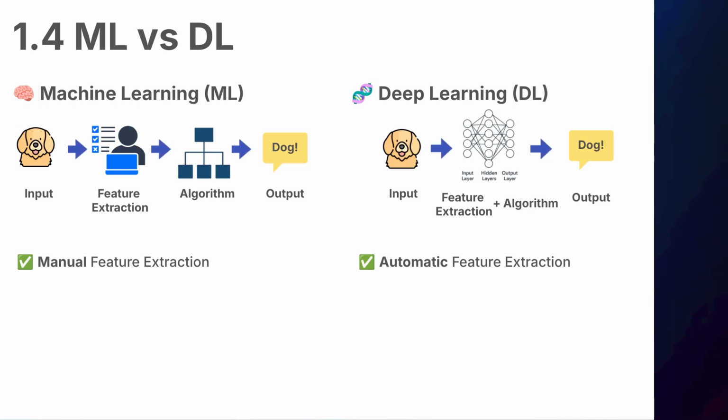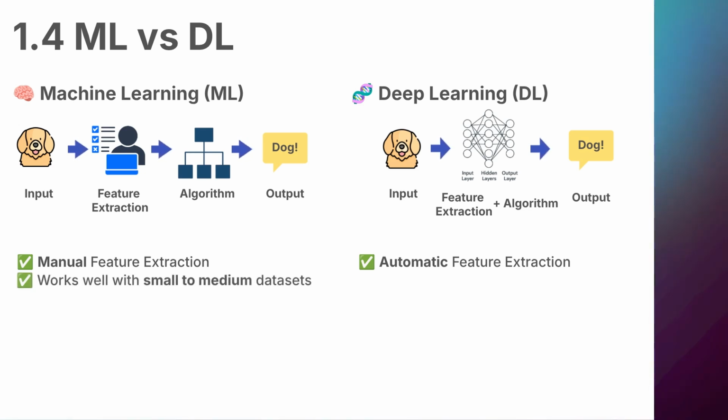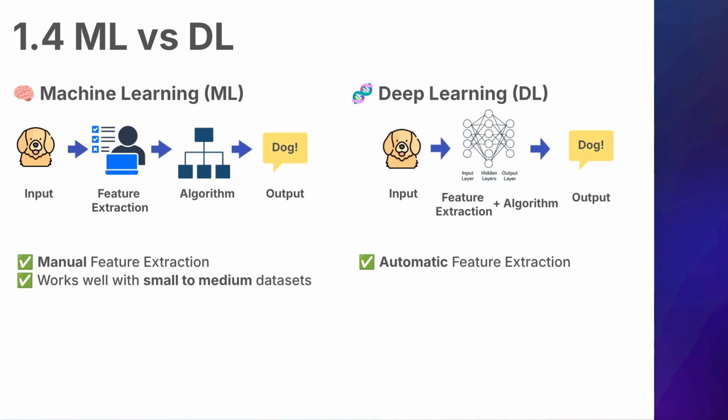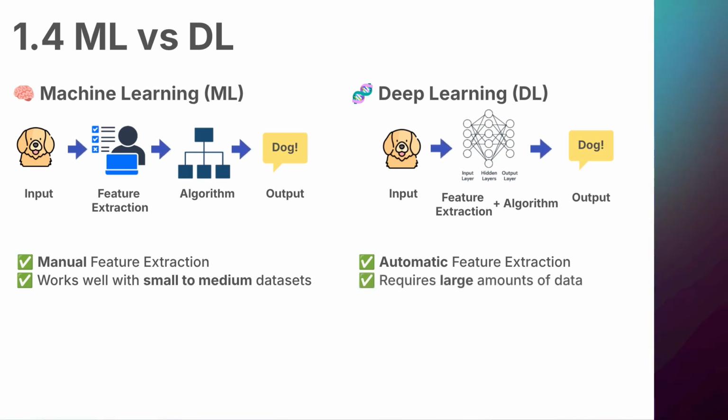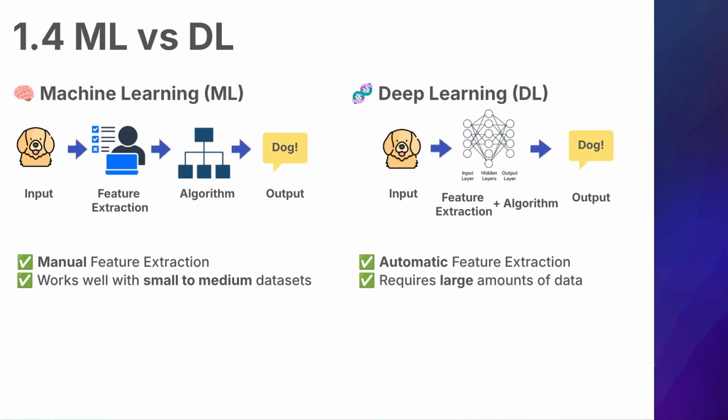Another one of the biggest differences between the two lies in data requirements. Machine learning works well with small to medium-sized data sets, making it suitable for many practical business applications. Deep learning, on the other hand, often requires very large data sets to perform well and to avoid overfitting. This is why deep learning is typically used in tasks involving massive amounts of unstructured data, like thousands of images or millions of text documents.